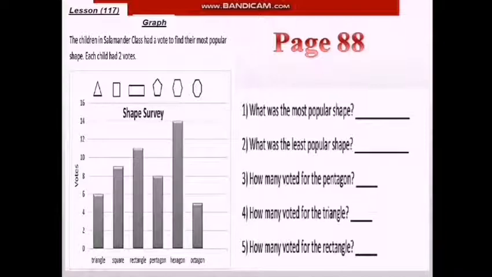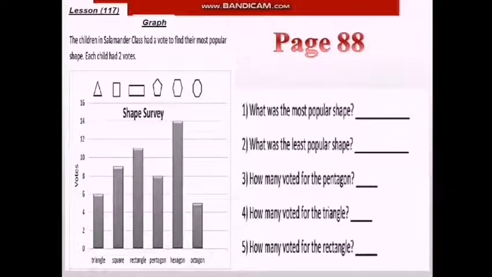Hexagon, look to the bar graph. Here it reaches 14. And the last one, octagon. If you look to octagon, it will be between 4 and 6. And the number between 4 and 6 is 5. Now we will answer the questions.